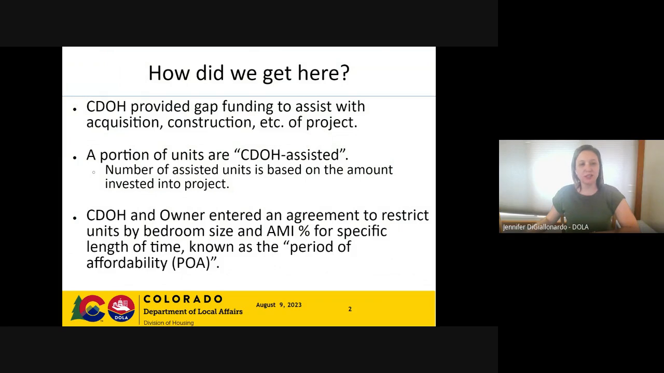of the project. In turn, a portion of those units are considered CDOH assisted or restricted, and that number of assisted units is based on the amount invested into the project, so the dollar amount invested into the project. The Division of Housing and the owner enter an agreement to restrict units by bedroom size and area median income percent for a specific length of time known as the period of affordability, or for short, the POA.